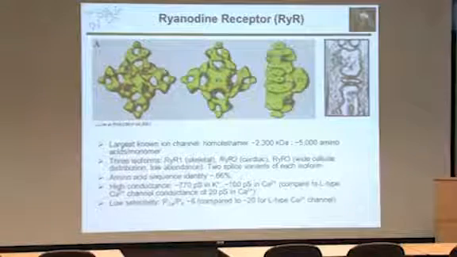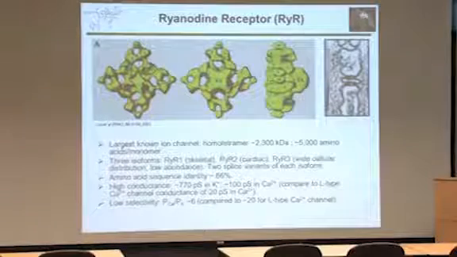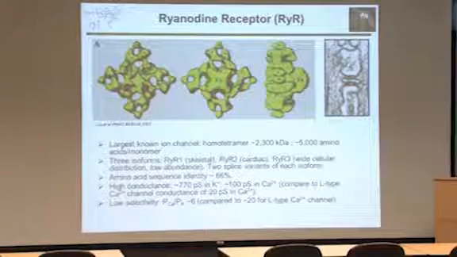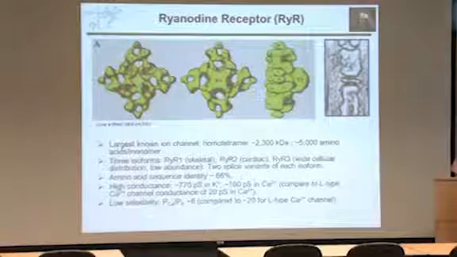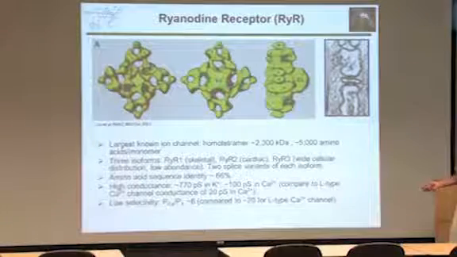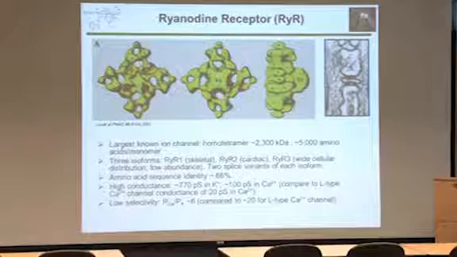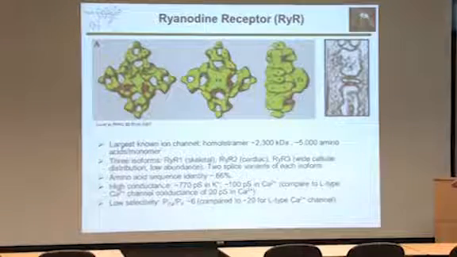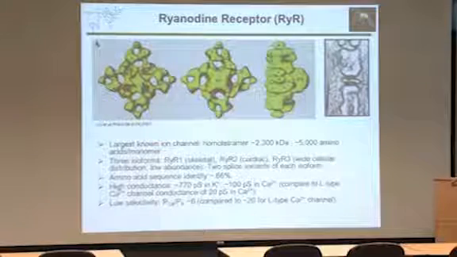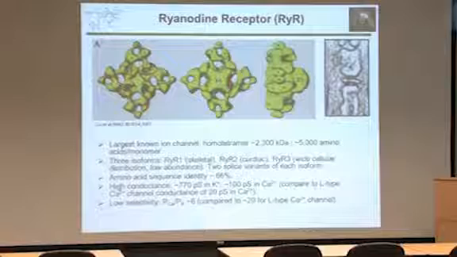Functionally, these channels have a very high conductance, 100 picosiemens for calcium. Compare that to the L channel, which is about 20 picosiemens. But this high conductance comes at the cost of a fairly low selectivity. So these things conduct potassium, pretty much any cation, which is an advantage because in some of our single channel studies, where we use potassium, which gives us a very high conductance, a large current, it gives us a very, very good signal to noise ratio.